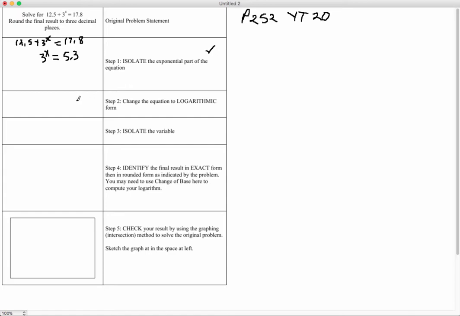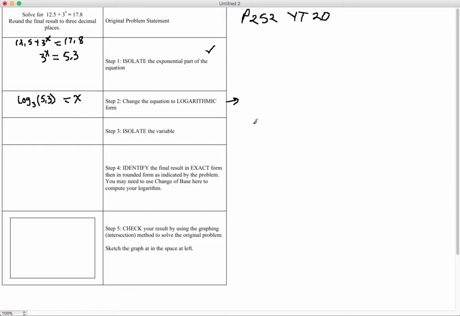Now, change the equation to a logarithmic form. To do that, I'm going to take the logarithm of both sides, or you could just use the change of base theorem in your next step. So if I do that, this says the exponent on a 3 that yields x is 5.3, right? So you could write that as logarithm base 3 of 5.3 is equal to x. So that's changing to logarithmic form.